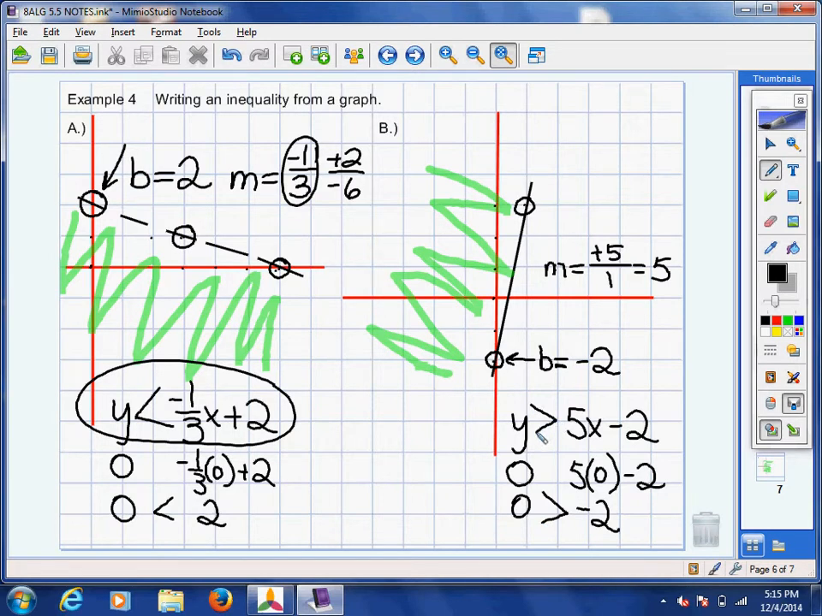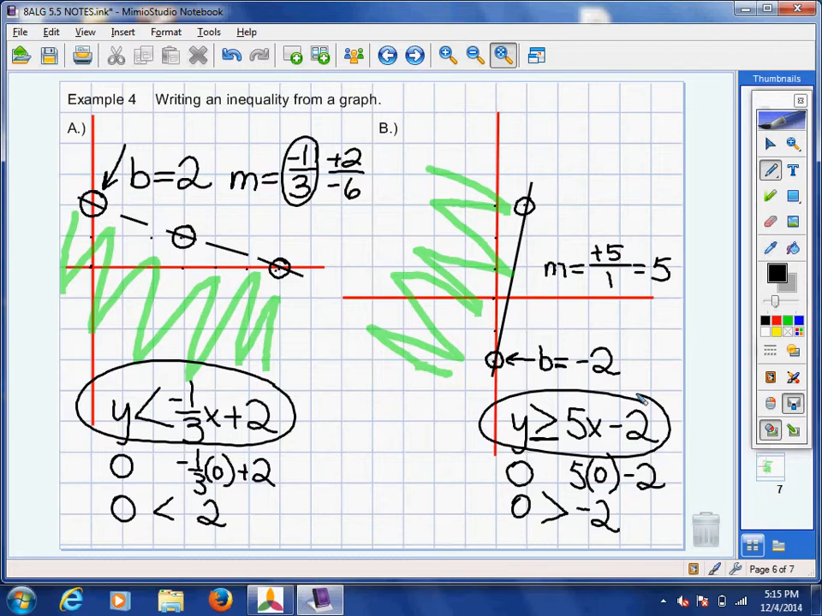So I'm going to use the greater than sign. And because my line is solid, I'm also going to put an equal to under that. So this is the equation I'm looking for. Excuse me, the inequality I'm looking for. y is greater than or equal to 5x minus 2. And that's my answer for that one.